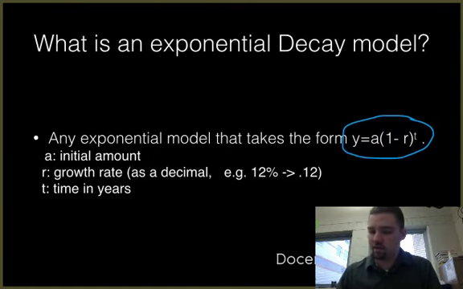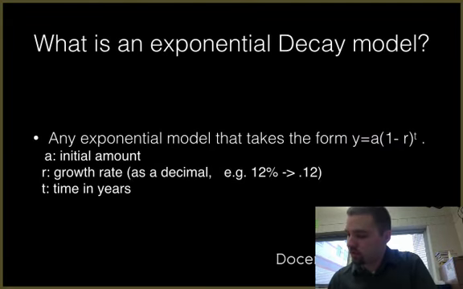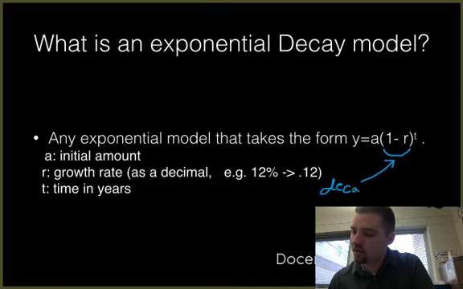A is the initial amount, R is the growth rate. Remember, we write it as a decimal, not as a percent. And T is the time in years. And the only thing that changes is notice that instead of a plus on the inside, we have a minus sign. And just like in the growth model, where this was our growth factor, this part right here, this 1 minus R, is called the decay factor.